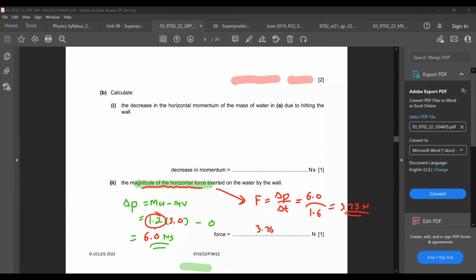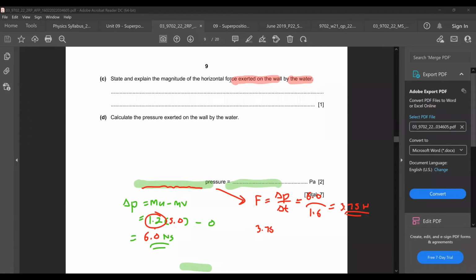The question before this asks what is the magnitude of horizontal force exerted on the water by the wall. Then the next one asks for the magnitude of horizontal force exerted on the wall by water. Basically, if this is the wall and this is the water, the water will exert a force onto the wall. The wall will in turn exert a force back onto the water.